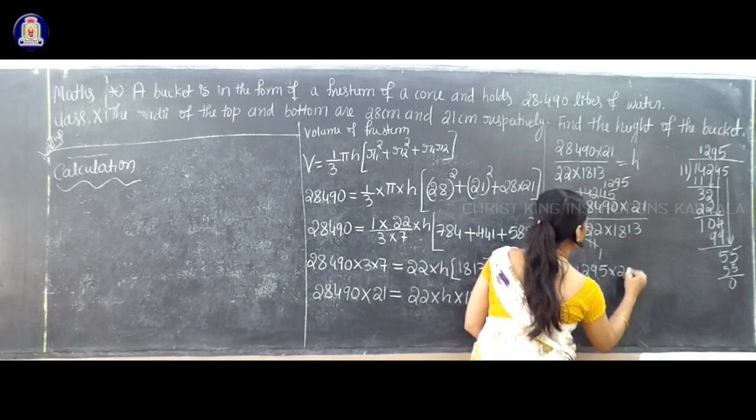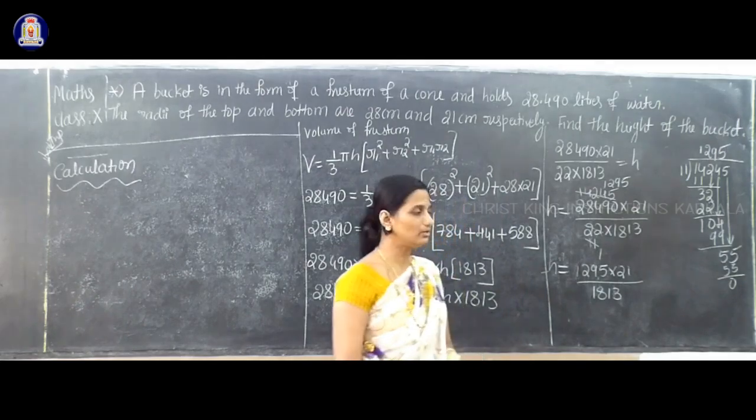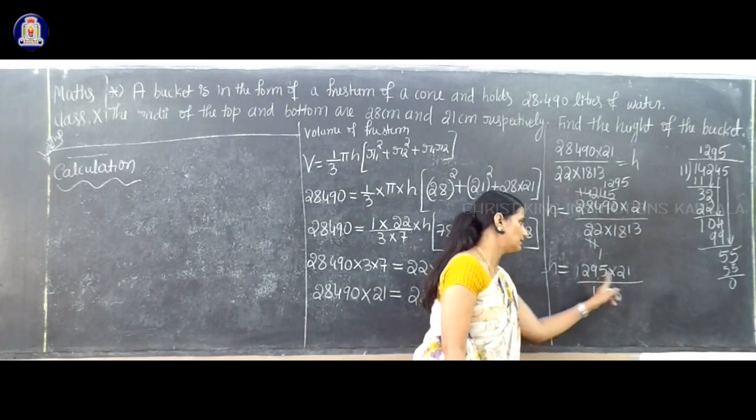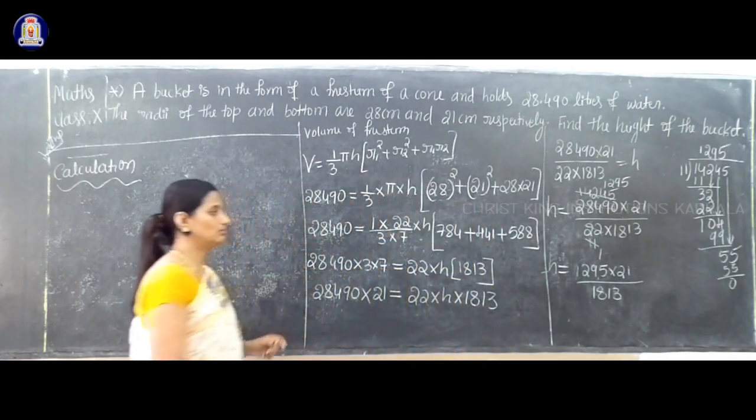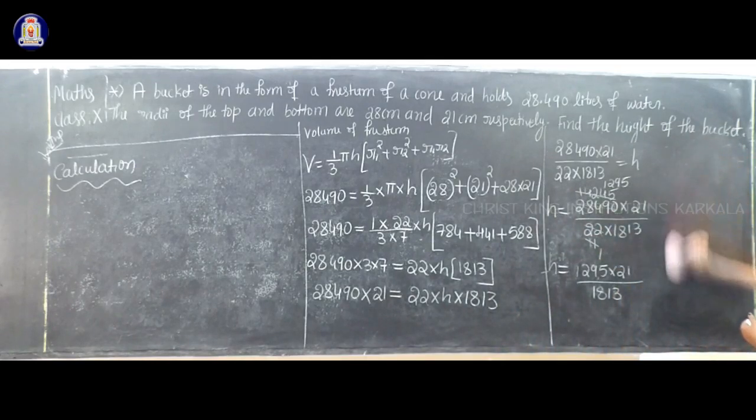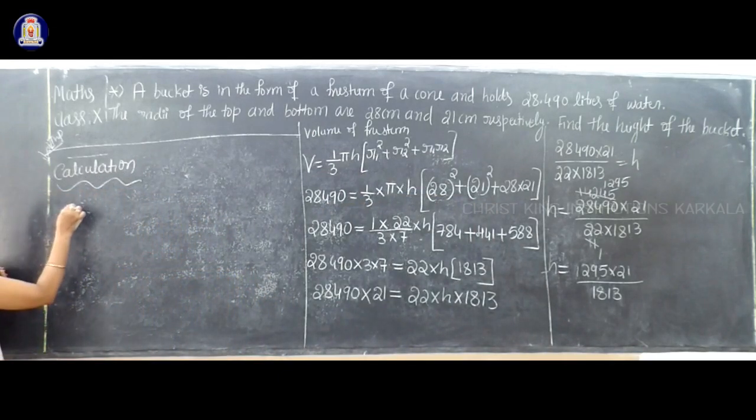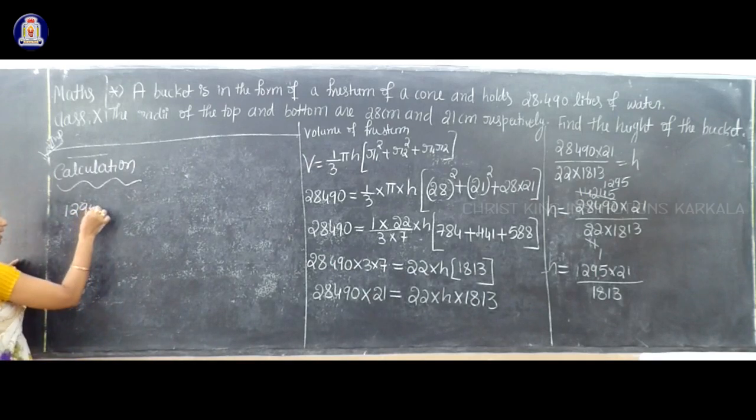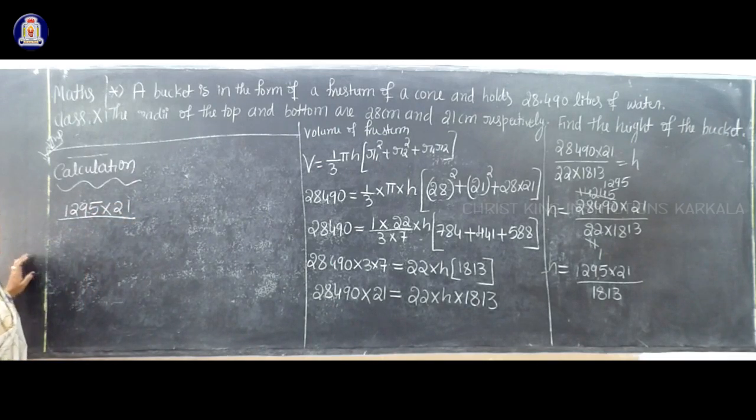So now remaining is 1295 into 21 divided by 1813. Now next, directly multiply these two. So we will see this multiplication. Next we will divide by this one. So I will multiply 1295 into 21.